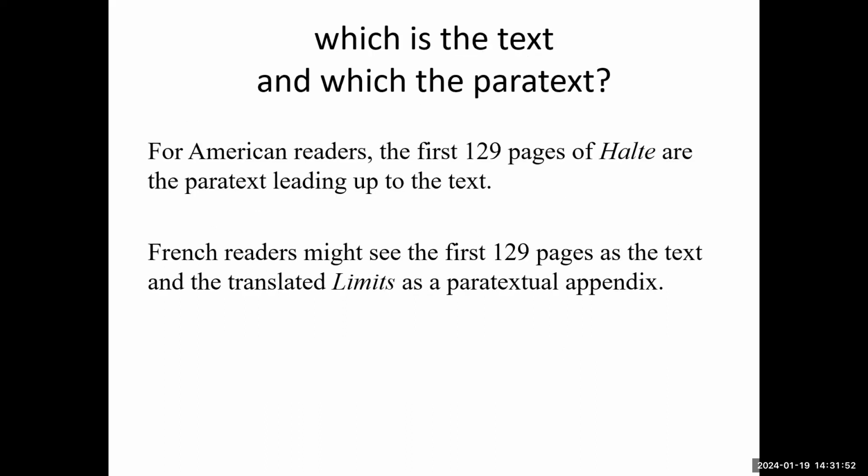This raises the question, what is the text and what is the paratext? If you're an American reader, you probably would consider those first 129 pages to just be a kind of paratextual introduction to the main show, which is the translation of The Limits to Growth. If you're a French reader, you're probably thinking that the original portion in French is the main show, that's the text, and the Limits to Growth translation that follows it is more like an appendix.